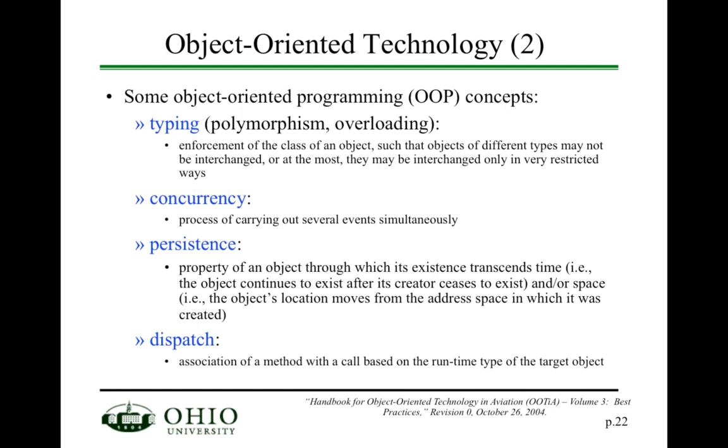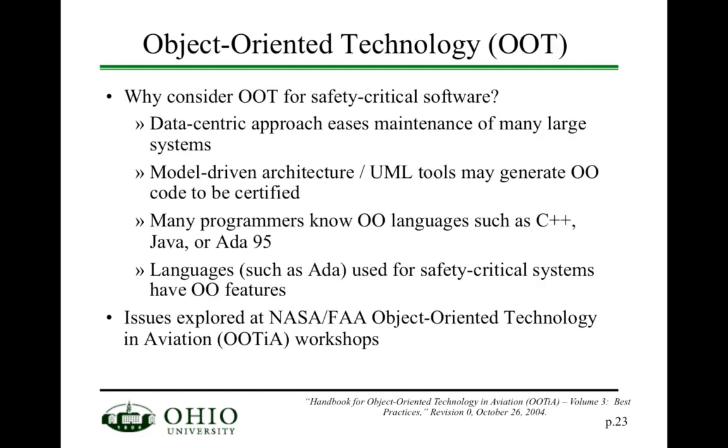This is really not a class on object-oriented programming, but some of these concepts are really powerful and make object-oriented technology a very good choice. But there are also some things that make it very vulnerable for use in safety-critical applications, like for example dynamic allocation or certain disadvantages of inheritance. Okay, so why consider object-oriented technology?